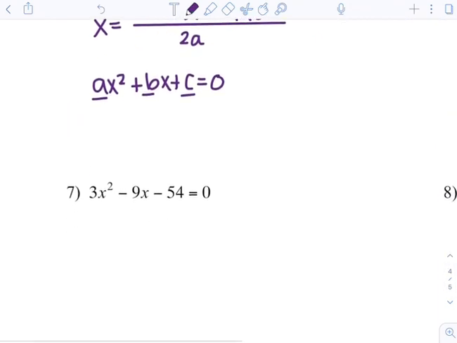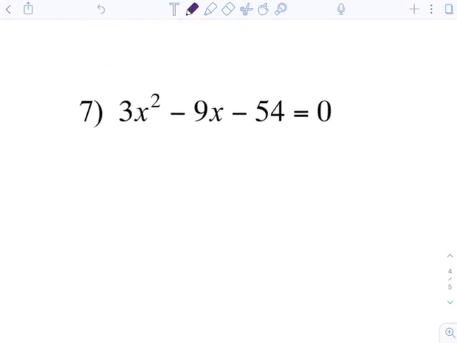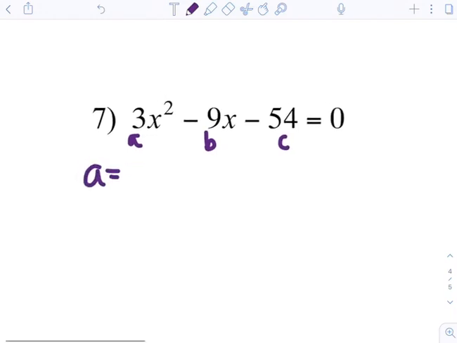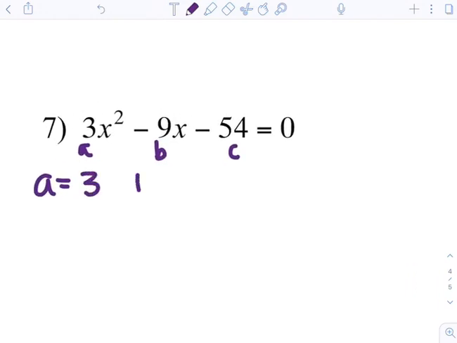Okay, so when we're using the quadratic formula, it's kind of like setting it up as if you're going to solve by factoring, okay? So you need to make sure everything is set equal to 0, which in number 7 it is, and I need to identify my a, b, and c. Okay, here's my a, here's my b, here's my c. So a equals 3, b equals -9, make sure you're taking the sign with it, and c equals -54.